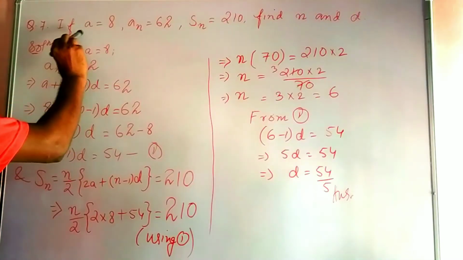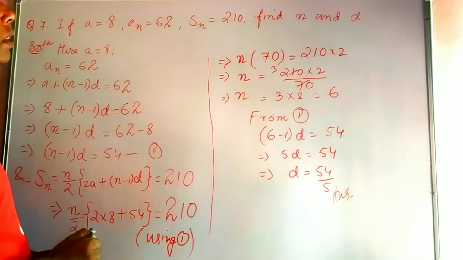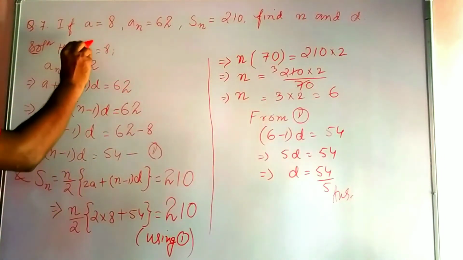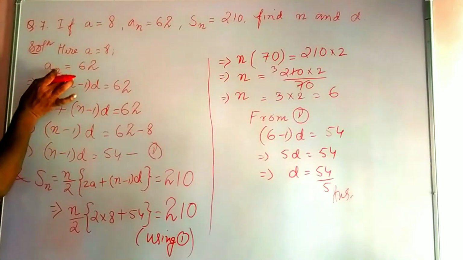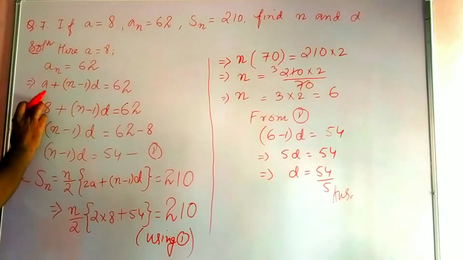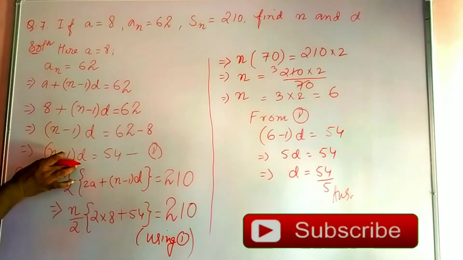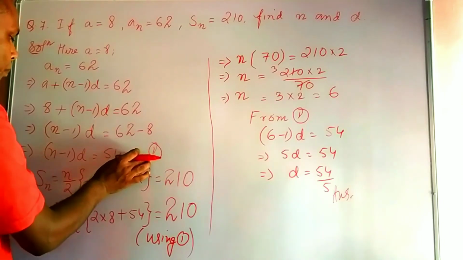Another question: if a equal to 8, an equal to 62, Sn equal to 210, find n and d. Here a equal to 8, an equal to 62, we put the formula of an as a plus n minus 1 d, and substitute the value of a as 8, and we calculate it and get the value of n minus 1 d as 54, which we write as equation number 1.